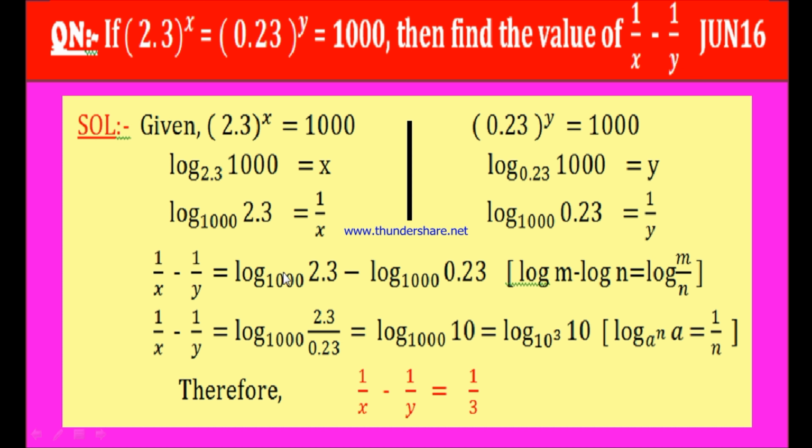Now, what is 1 by 3? 1 by x minus 1 by y is equal to 1 by 3.